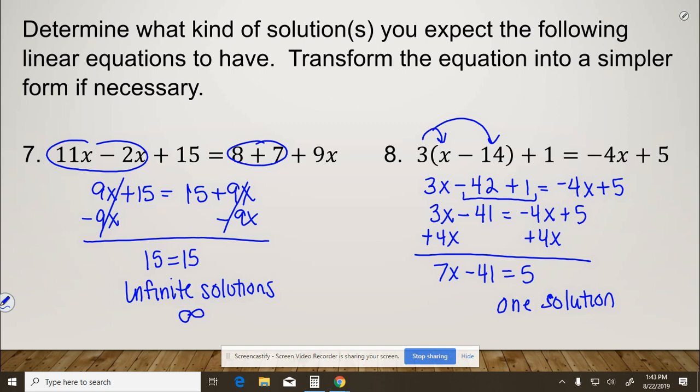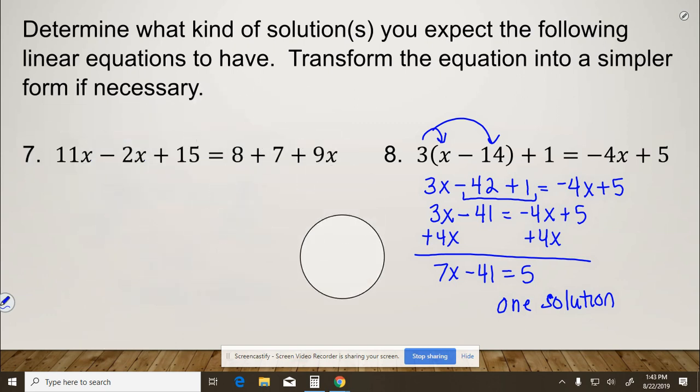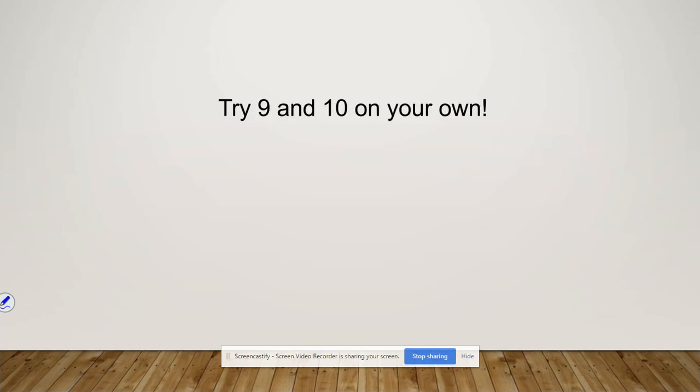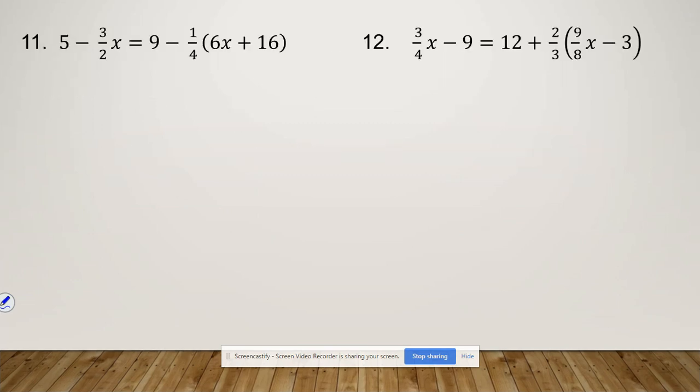All right, let's keep on going. You're going to do 9 and 10 on your own. I'm going to do 11 and 12 with you. They're getting a little bit harder. You can come back to 9 and 10 later.